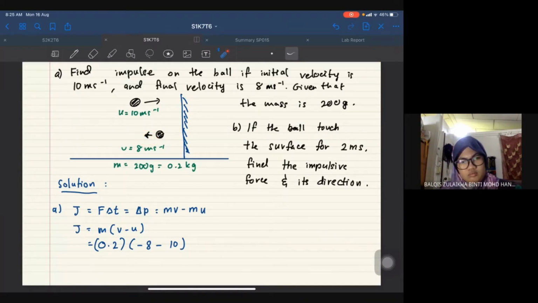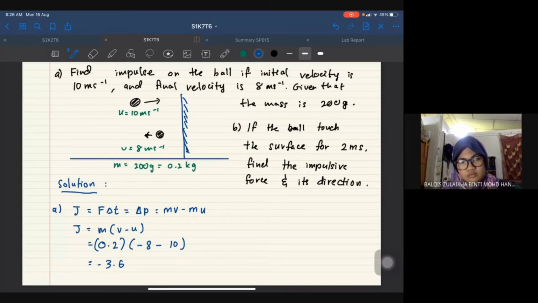Okay, kamu jangan ingat dia opposite ke tak opposite, you just think that positive is to the right, negative to the left, itu je. And it is based on your drawing. So this one will be negative 18 multiplied by 0.2. Negative 3.6.